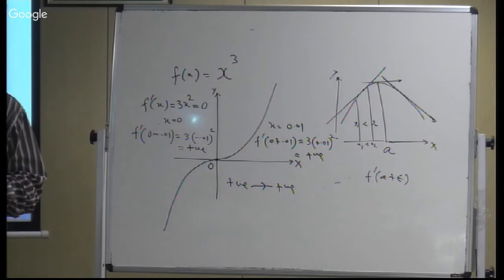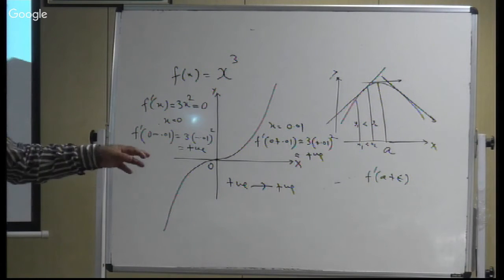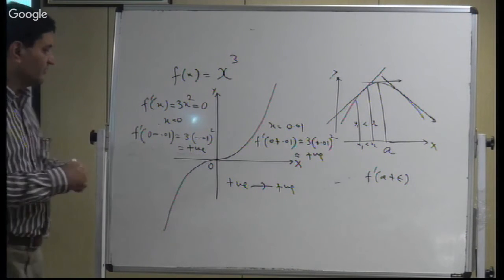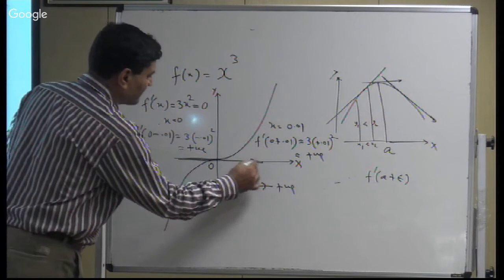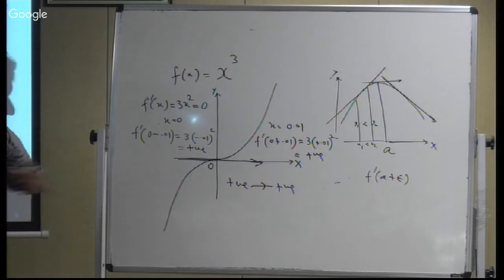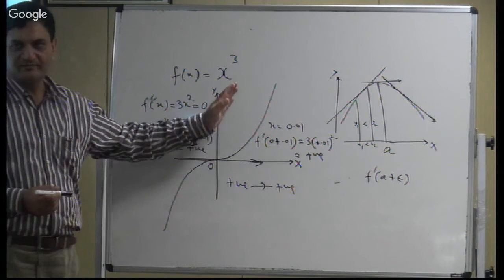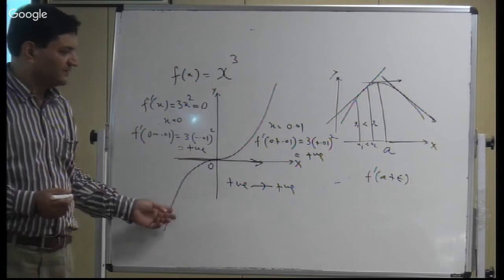This is what I was mentioning, that it is not a sufficient condition. So you can have points where the derivative becomes 0, but they are neither points of local maxima nor of local minima. These are known as points of inflection. At the point x equal to 0, the tangent is the x-axis itself, and a part of the curve is above the tangent and the other part is below the tangent. So in a point of inflection, one part is above and the other part is below.